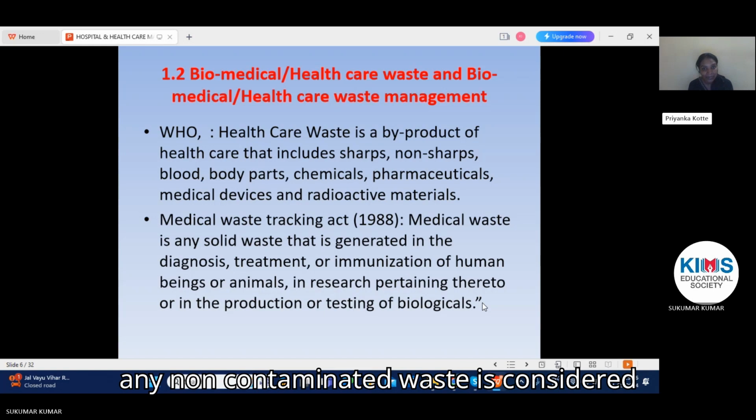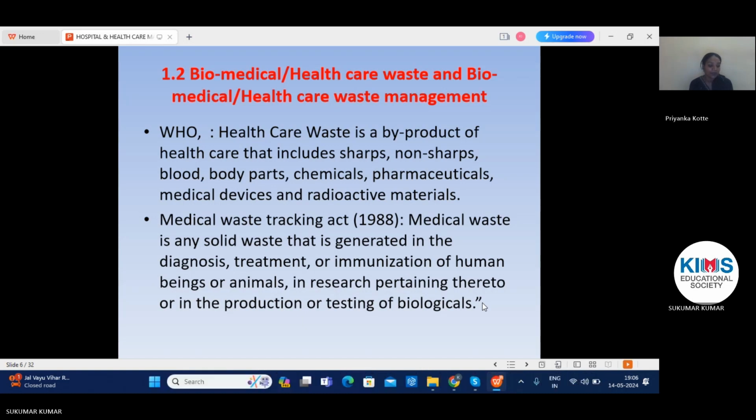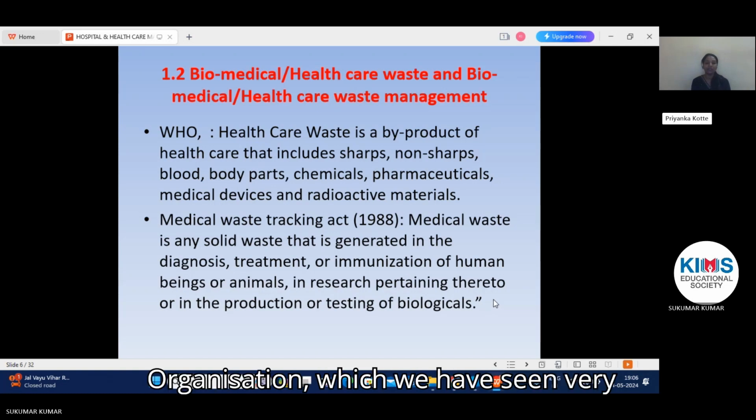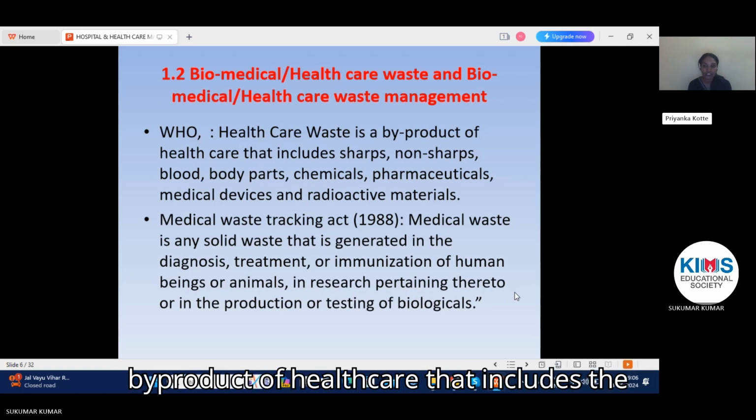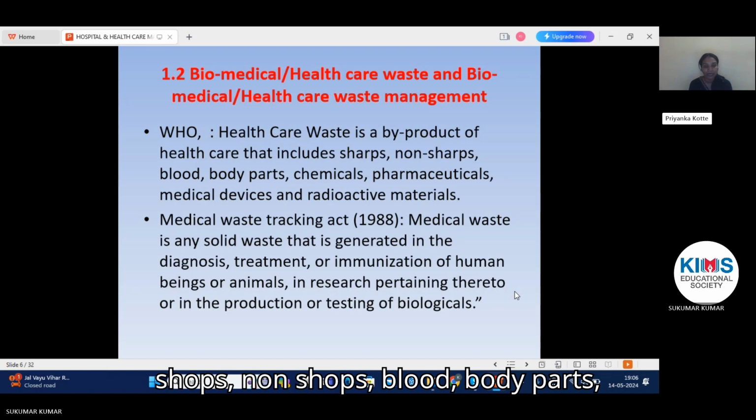And any non-contaminated waste is considered as non-hazardous waste. That is a basic classification that we all need to know. Okay, coming to the definition which is given by the World Health Organization, which we have seen very recently in the previous slide. The same thing, healthcare waste management is a byproduct of healthcare that includes the sharps, non-sharps, blood, body parts, chemicals, pharmaceuticals, medical devices, and radioactive materials.